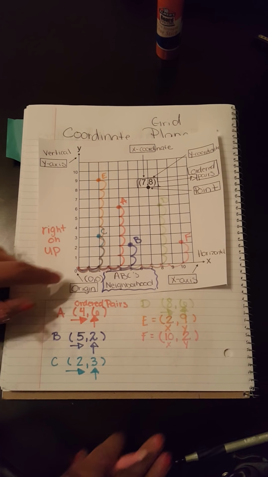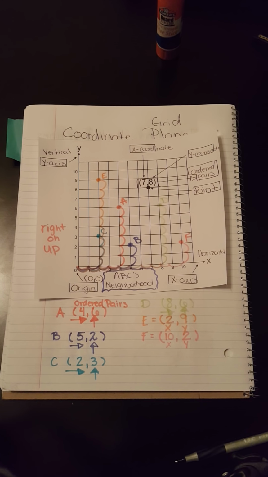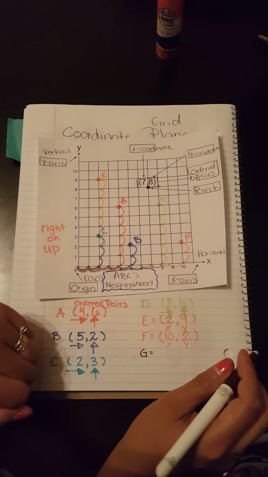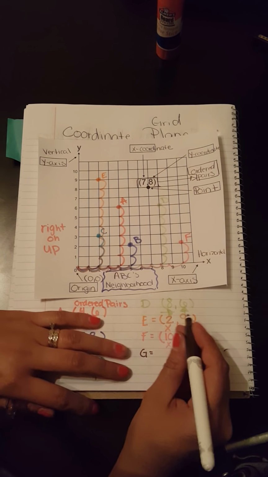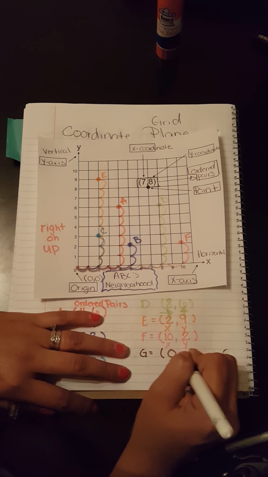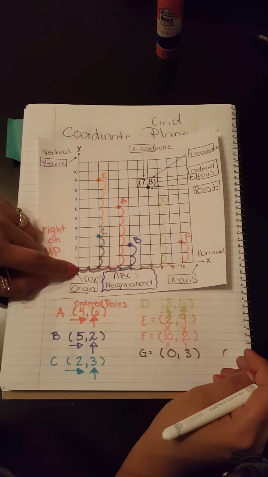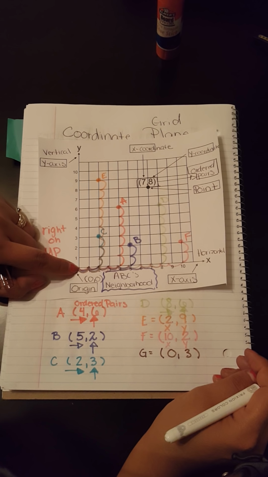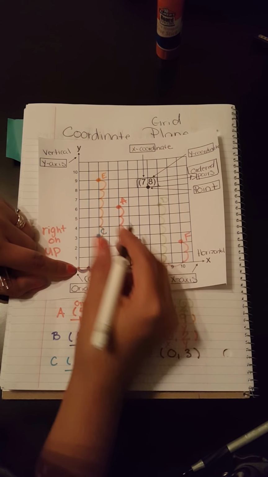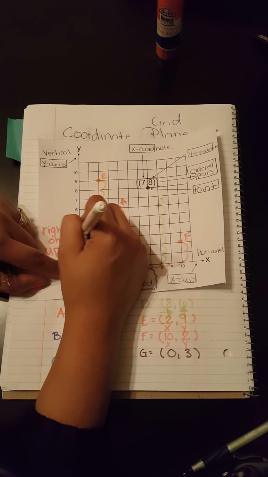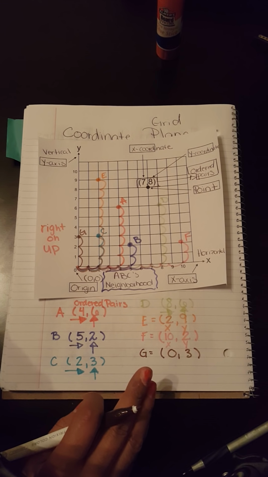I'm going to give you one more, and this one's going to be just a little bit different. Let's do letter G. Letter G is located at 0, 3. So we're going to start here at the origin, and we're going to move 0 units to the right. In other words, we have to stay there. We don't move. And then we're going to move 3 units up. And letter G is located right there.